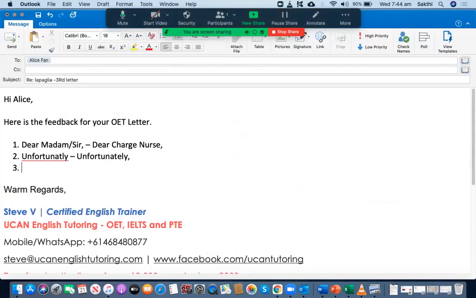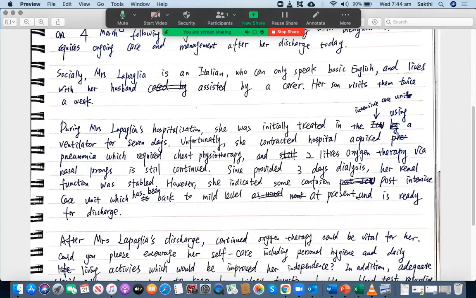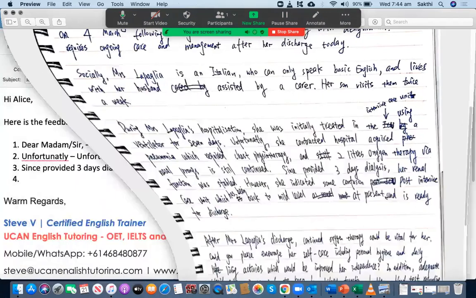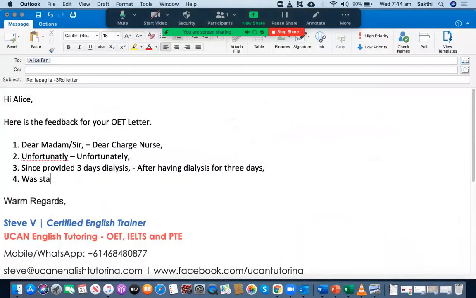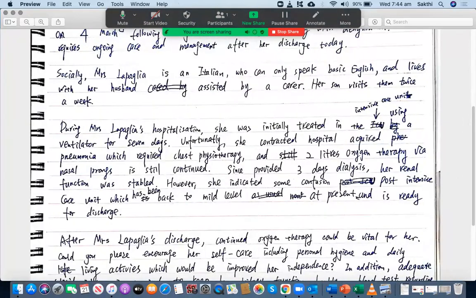Okay, let's go through that. Since provided 3 days dialysis. Instead of that, you should have mentioned after having dialysis for 3 days, comma. So that should be the best way to write it. Okay, after having dialysis for 3 days, her renal function was stable. It's not stable, but was stable. Okay, instead of writing was stable, please write was stable. All right, that's good. Okay, let's go to the next one.